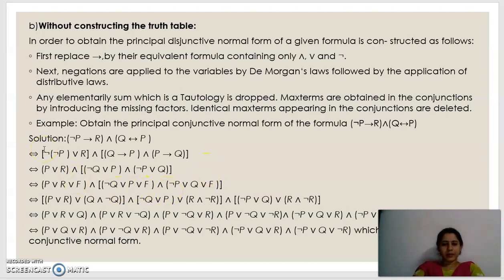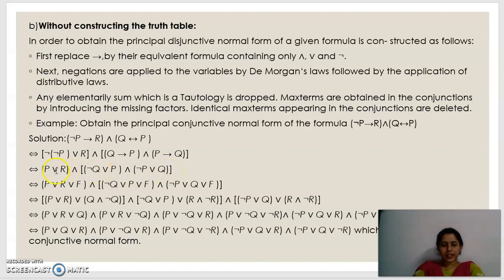Let's see an example. Find out the principal conjunction normal form of this. First take the given statement. Here the statement contains conditional and biconditional statements. First remove those. If you remove the conditional, not of not P means P, or you'll get. Next, Q biconditional P means Q conditional P and P conditional Q. Again apply the conditional statement here, you'll get not Q or P and not P or Q.